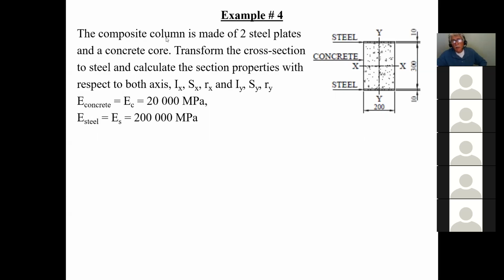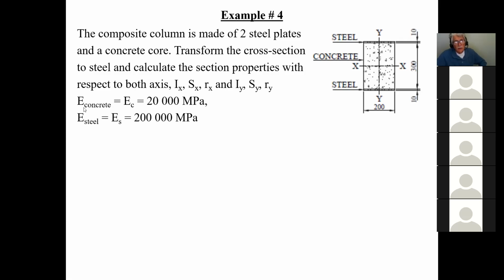The composite column now is made up of 2 steel plates and a concrete core. Transform the section and calculate with respect to the x-axis and the y-axis in this case. And then I want you to calculate the Ix, the Sx, and the rx, the Iy, Sy, and ry, because it's going to be a column. You're going to need to know the radius of gyration, so you can calculate the slenderness of this column if ever you're going to be doing calculations.